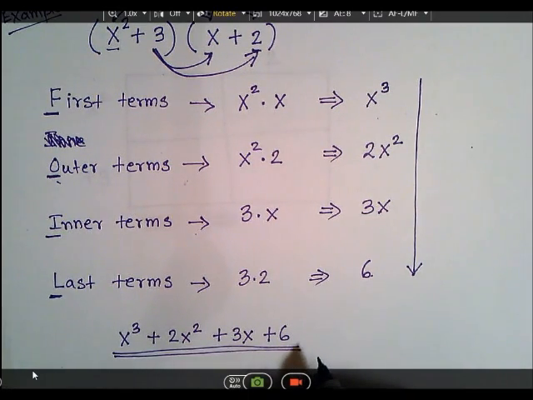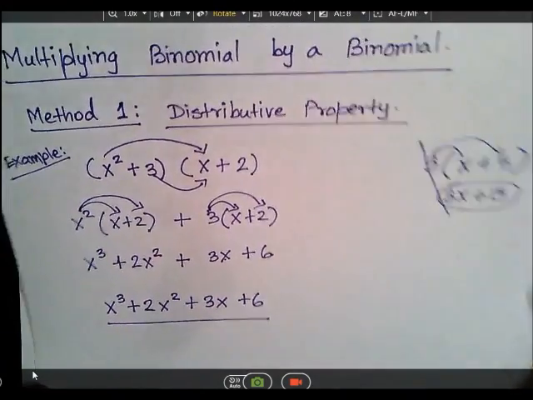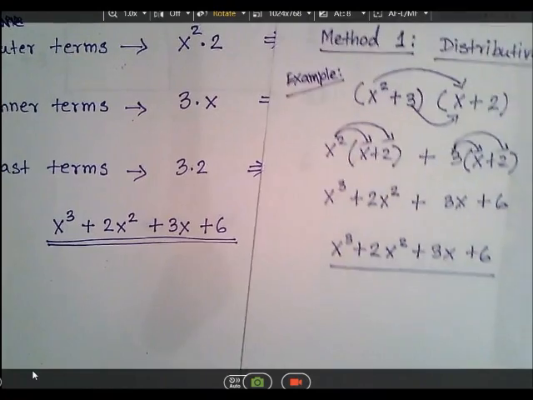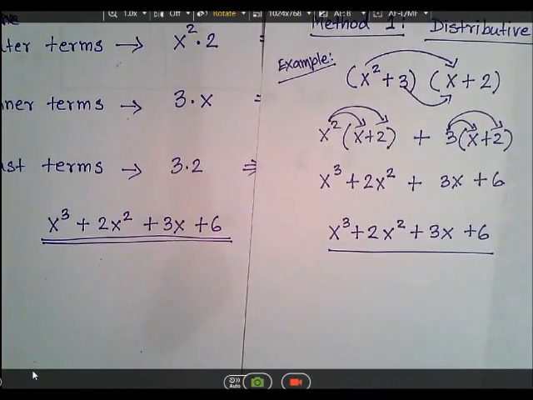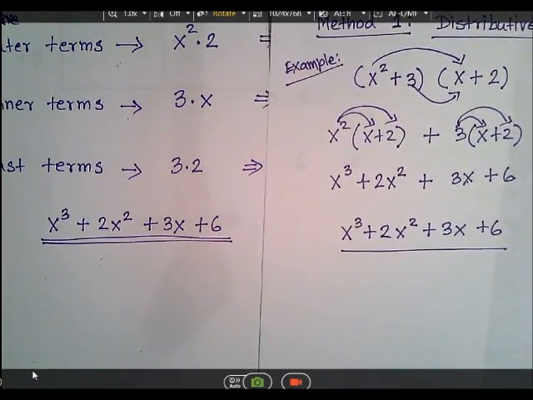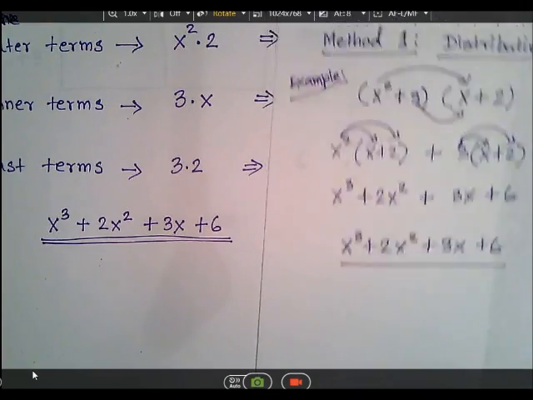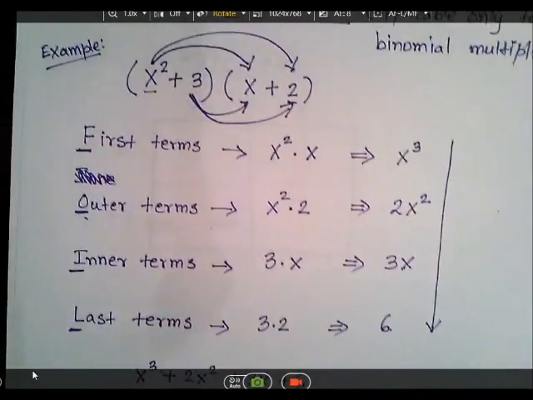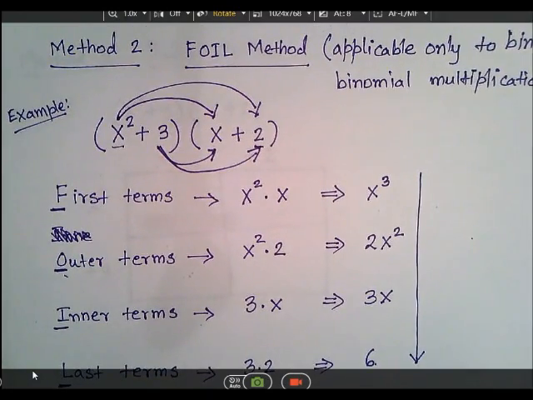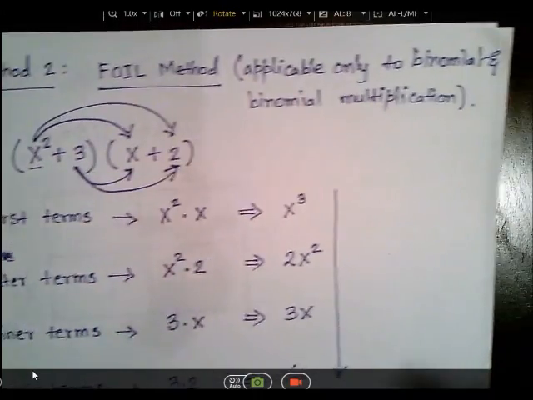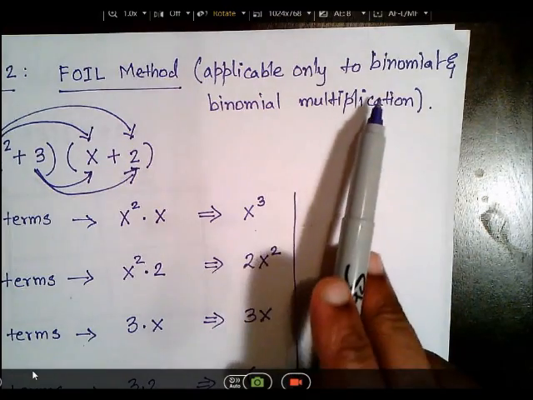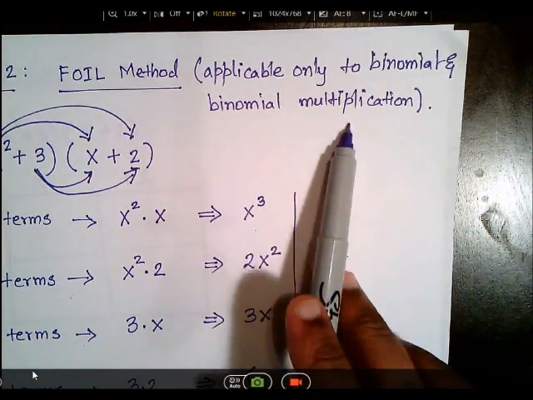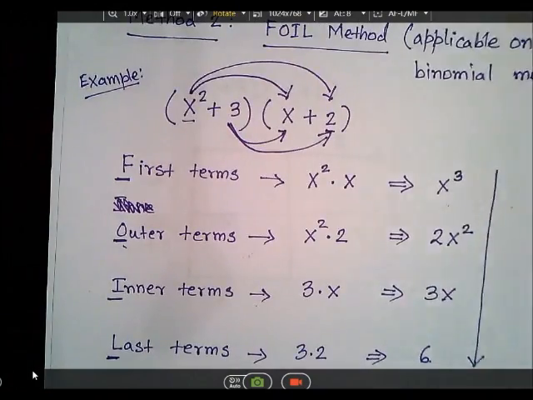It is the same as what I got when I did using distributive property. X cubed plus 2x squared plus 3x plus 6. Both are same answers. So this is method 2, FOIL method. Okay, so this is only applicable for a binomial and a binomial multiplication. Please keep that in mind.